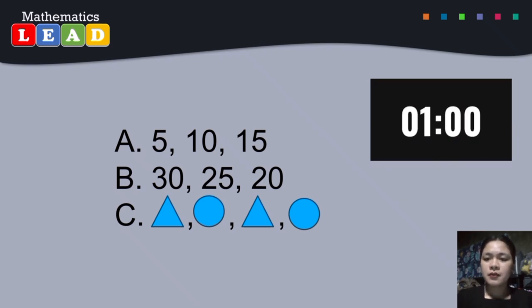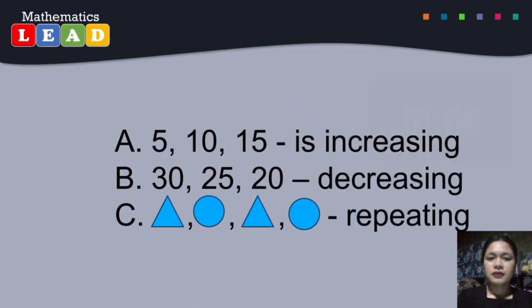Okay, your timer is up. Great job! These ideas will help you understand larger and more complex patterns. For letter A, we have increasing, for letter B, decreasing, and for letter C, repeating.